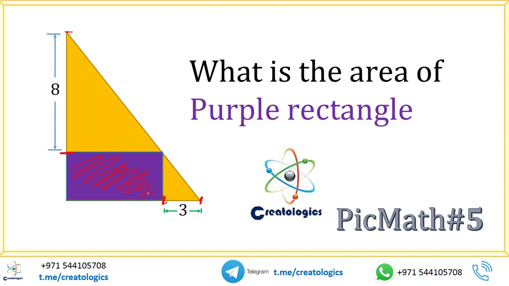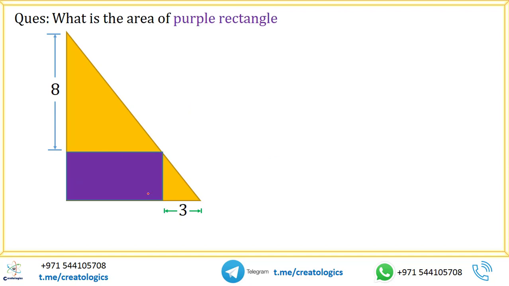Okay, so let us solve this question, and I'll give you a clear-cut idea about how to solve this type of question. The first step is to give names to the vertices and the endpoints. So let's say this is A, and the triangle is ABC.